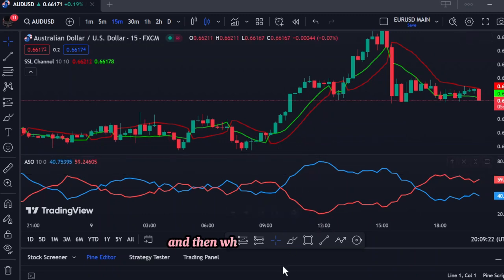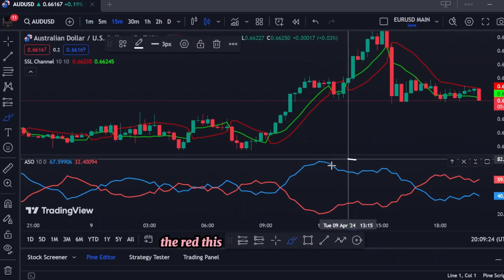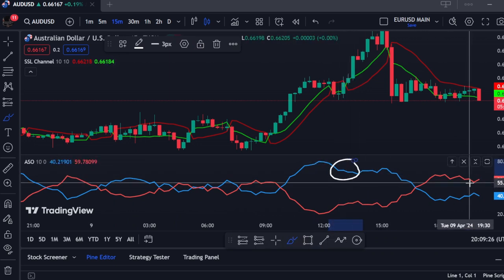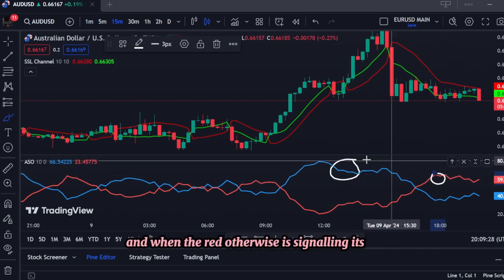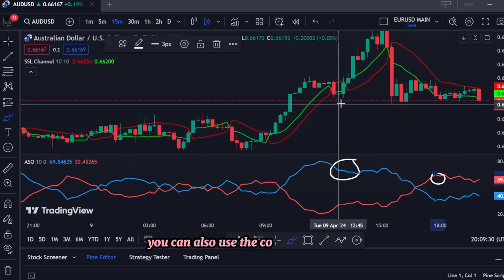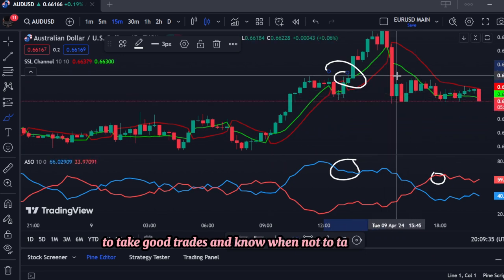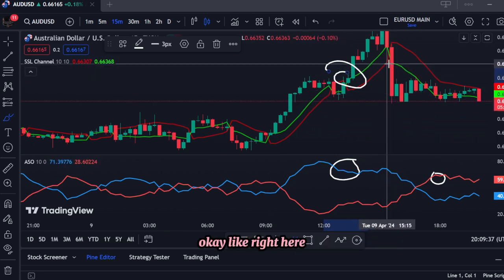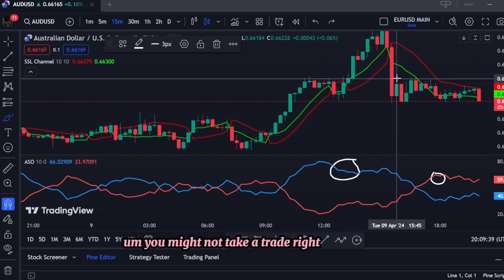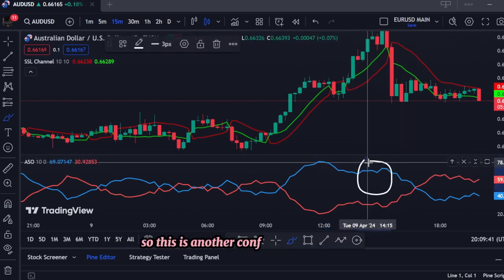And then when the blue is over the red this way, it's signaling a buy. And when the red is over, it's signaling a sell. You can also use the confluence of these to take good trades and know when not to take a trade. Like right here, you might not take a trade right there. So this is another confirmation indicator.